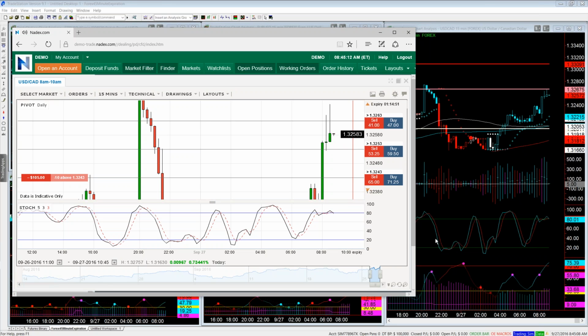Okay, now let's see if we can go down. It's tried to test 3263 twice now. That last bar, you did get volume divergence. You didn't get sellers stepping in, but you still got volume divergence. Also getting trend divergence on the stochastics.